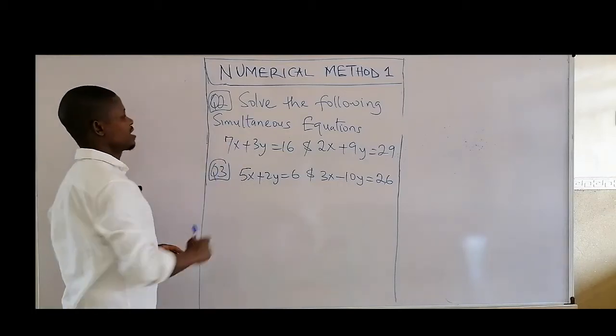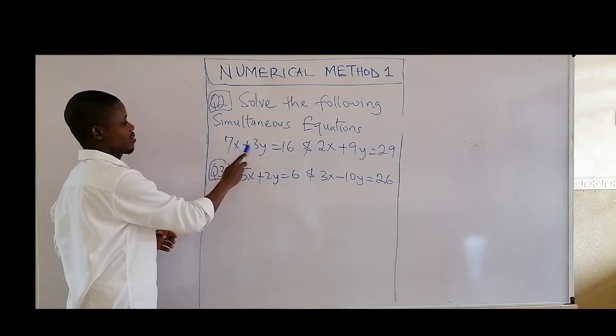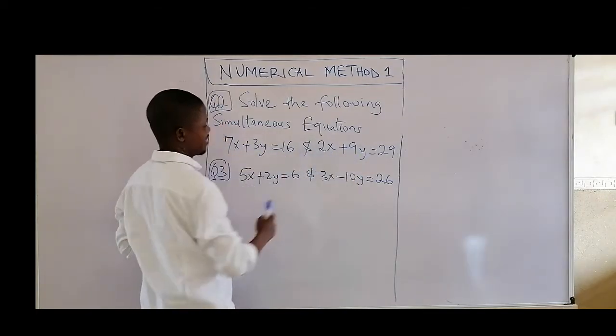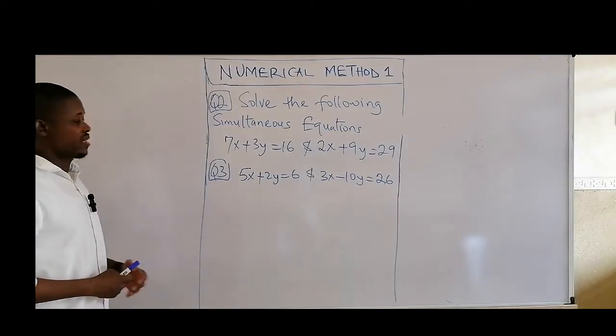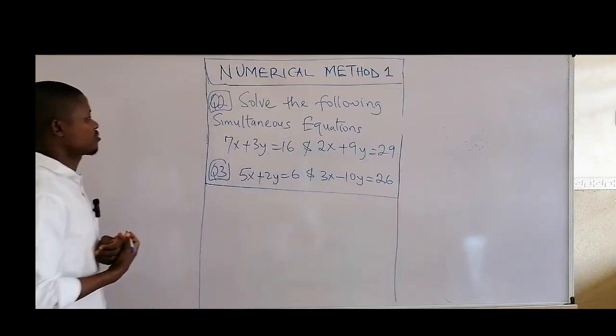Solve the following simultaneous equations: 7x plus 3y equals 16, and 2x plus 9y equals 29. That's question 2, and we also have question 3. So let's go straight to the explanation and solutions.